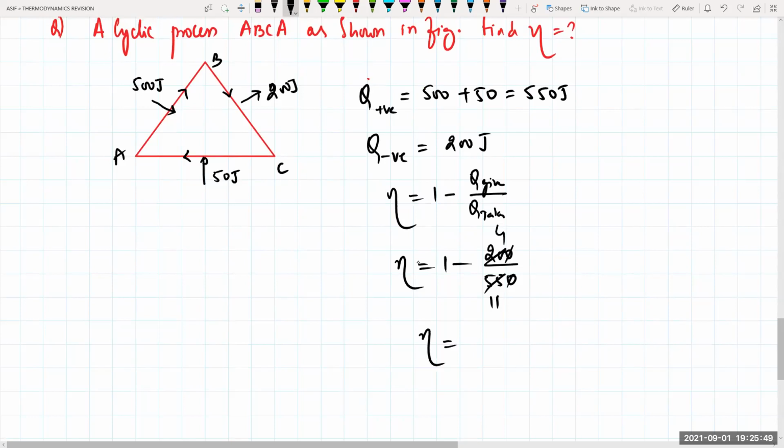So efficiency will be equal to 1 minus 4 by 11. So that means that will become how much? 11 minus 4, that is 7. 7 by 11. Clear? Is it clear?